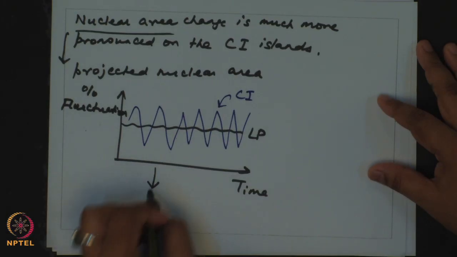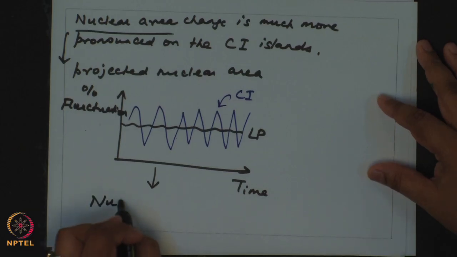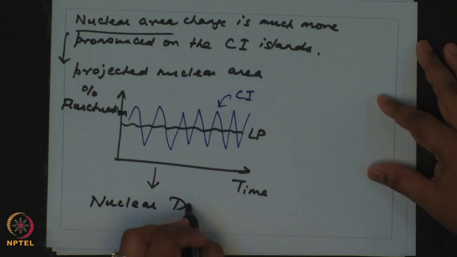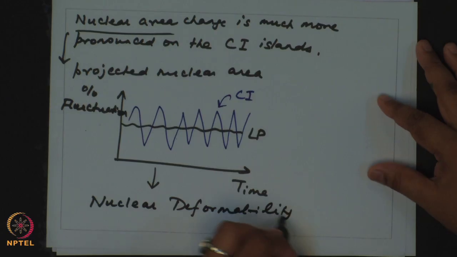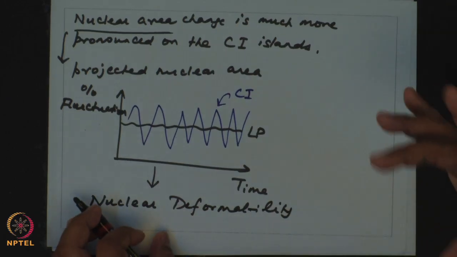So, the higher amount of fluctuation, they linked it with nuclear deformability. The idea being, if something is rigid, then it will retain its shape for extended periods of time, while if something is floppy, particularly within the cell, there is always so much activity going on, the nucleus will be subjected to a lot more changes in area as a function of time.